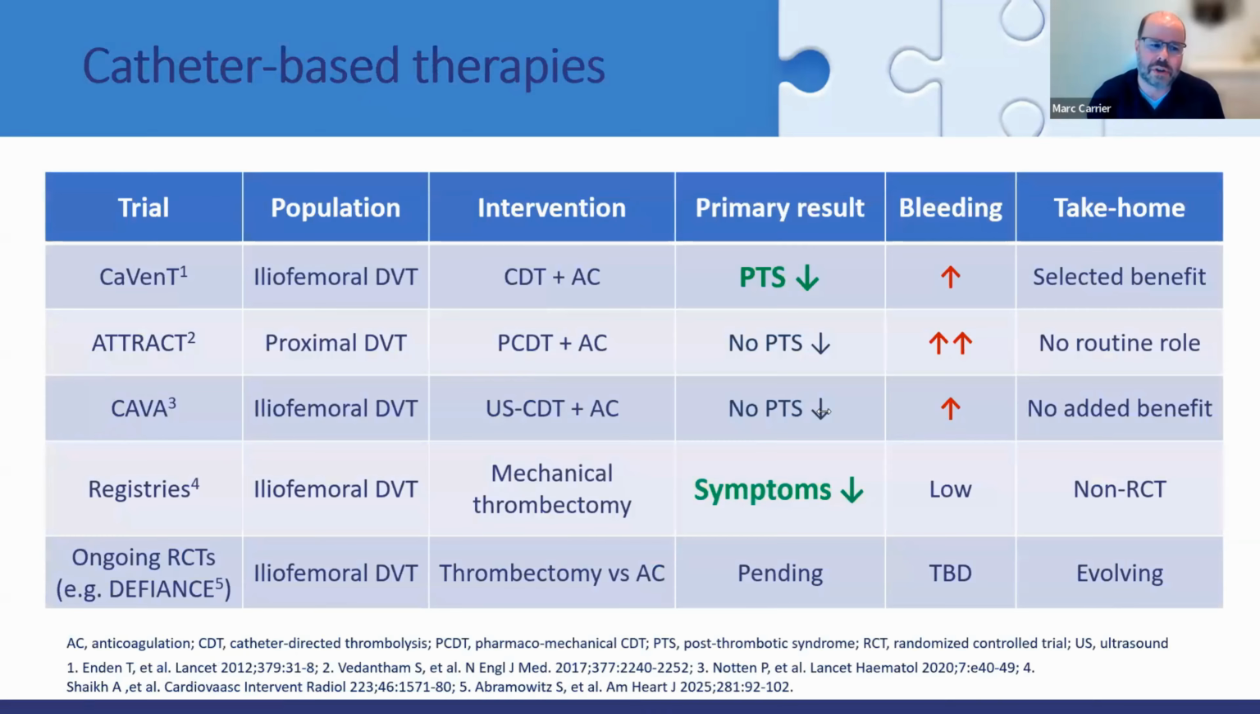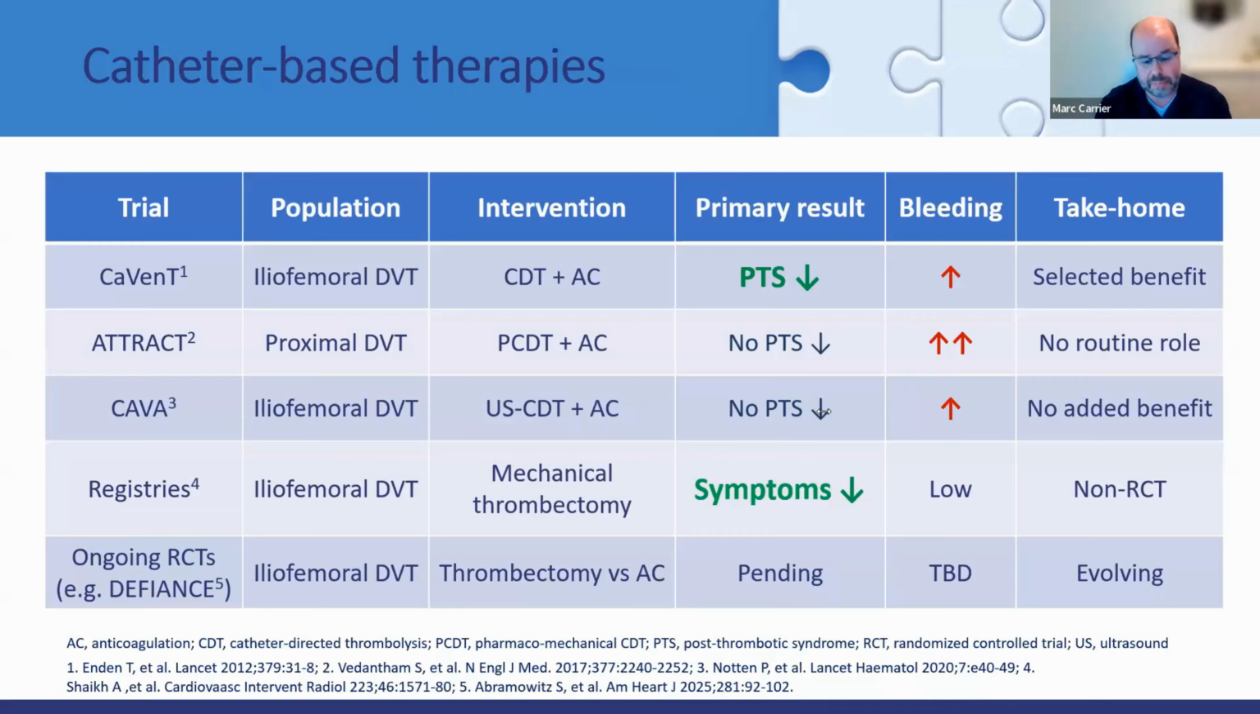And Andrea already mentioned the ATTRACT trial, but really from a catheter-directed thrombolytics standpoint, we only have CAVENT, which is CDT versus anticoagulation, a relatively small or modest number, 210 patients, open label randomized controlled trial. These were iliofemoral deep vein thrombosis, and they compared CDT with alteplase to anticoagulation. They had two primary outcomes: frequency of PTS at 24 months, and iliofemoral patency at 6 months.